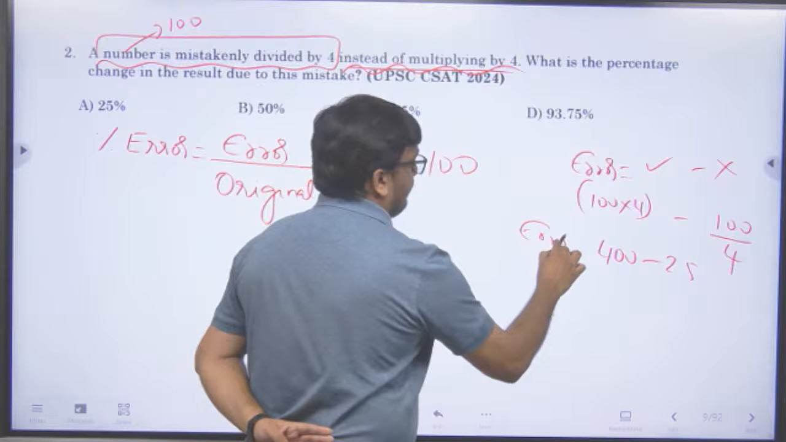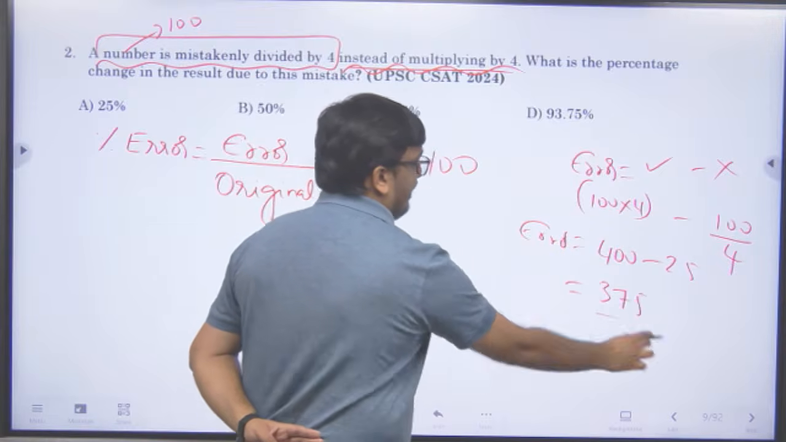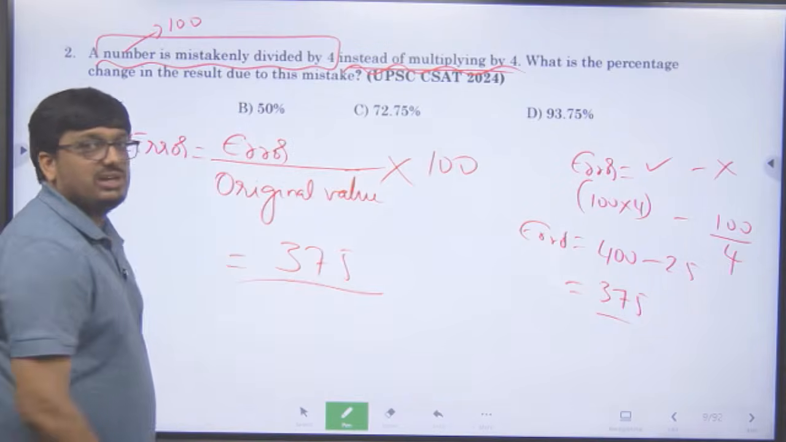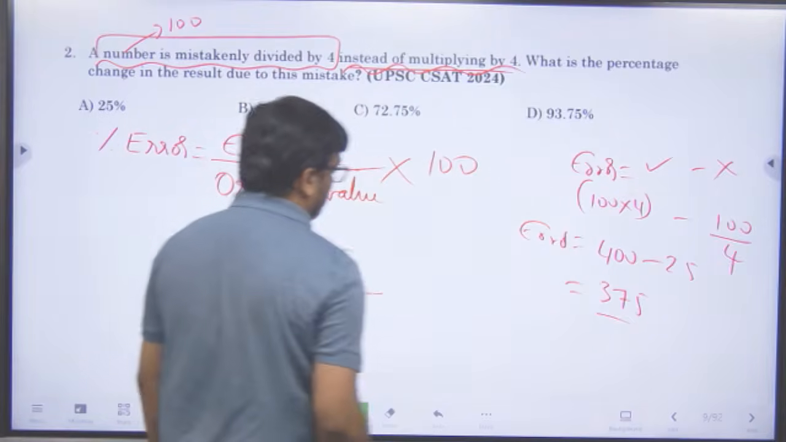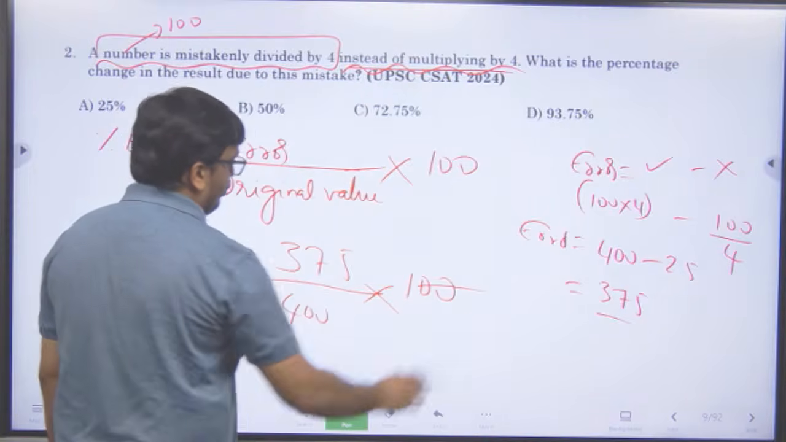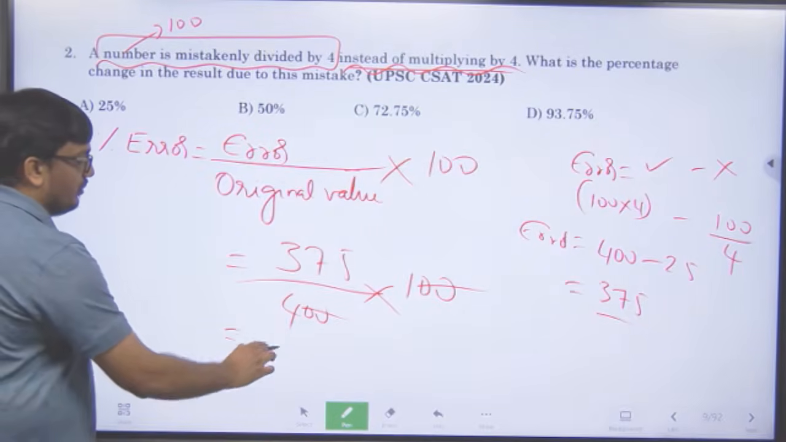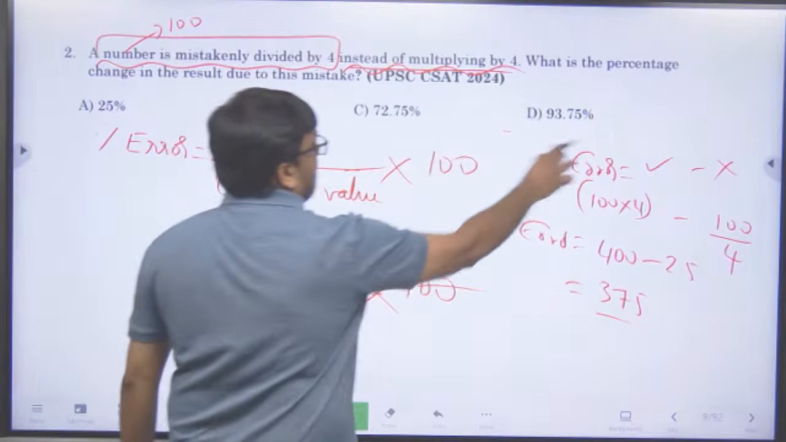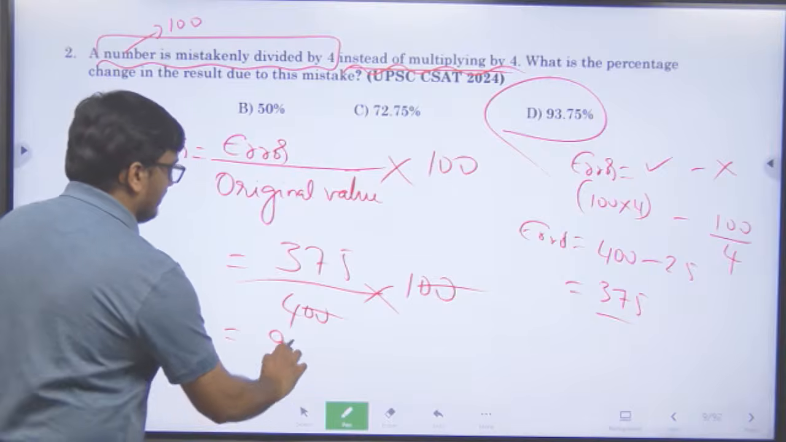Error means difference between true value and false value. That is 375. So error is 375. What is the original value? Original value is always true value, that is 400. Upon 400 into 100, how much? 2 zeros cancel. 375 by 4, that is 4 nines are 36. See the options. First digit 9 is there in only option D. So option D is the correct answer.